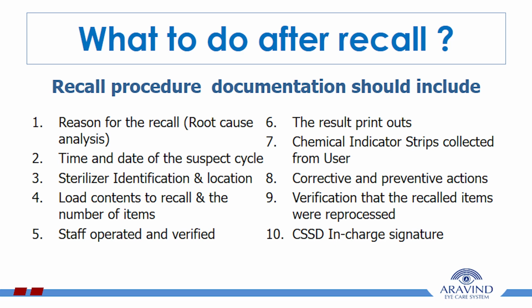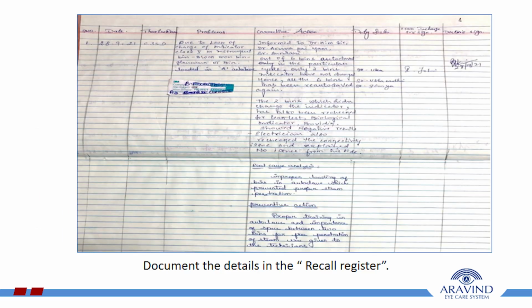What to do after recall? Recall procedure documentation should include the reason for the recall, root cause analysis, time and date of the suspect cycle, sterilizer identification and location, load contents to recall and number of items, staff who operated and verified, the result printouts, chemical indicator strips collected from the user, corrective and preventive actions, verification that the recalled items were reprocessed, and CSSD in-charge signature. This is the recall register.